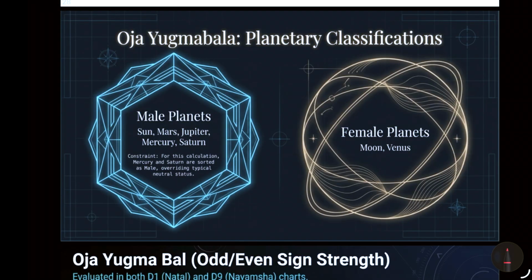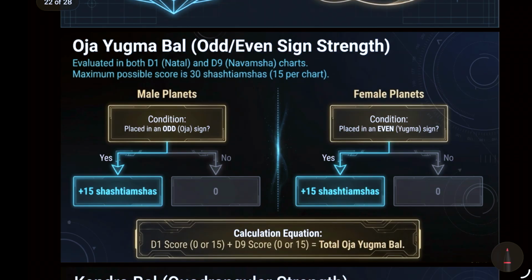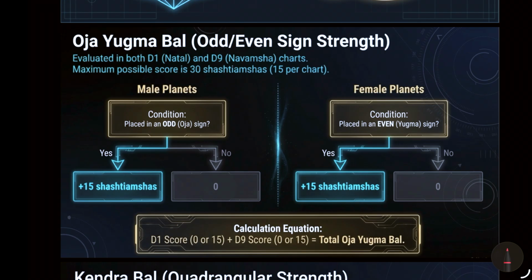Oja-Yugma Bala. In this, the classification of planets is different from what we have learned. Except Moon and Venus, everything is considered a male planet for these calculations. Sun, Mars, Jupiter, Mercury, Saturn are all male planets and only female are Moon and Venus. The calculation uses the planet placement in D1 and D9, that is, the natal chart and Navamsha chart, and the maximum score you can get is 30 Sastyamsha, 15 each.